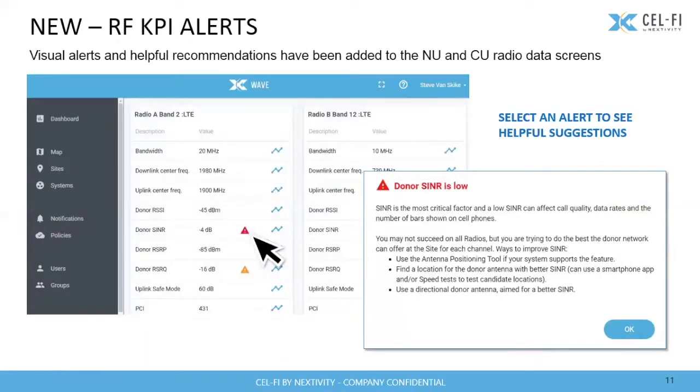Lastly, we have the RF KPI alerts. Now, when you click on a network unit or a coverage unit from within a system that you have installed, it sends a command to the system that says, give me real-time data, not just the once-an-hour update, but give me real-time data on what's happening with this system. And this is, of course, where you're going to go in order to see how well you did, right? What we added were these alerts, these triangles, which will only show up if we think that you may be able to get more out of your system.